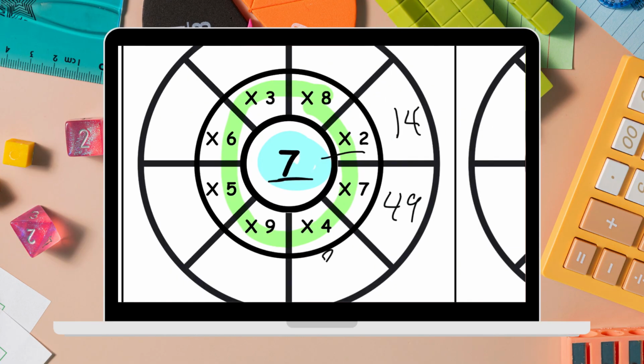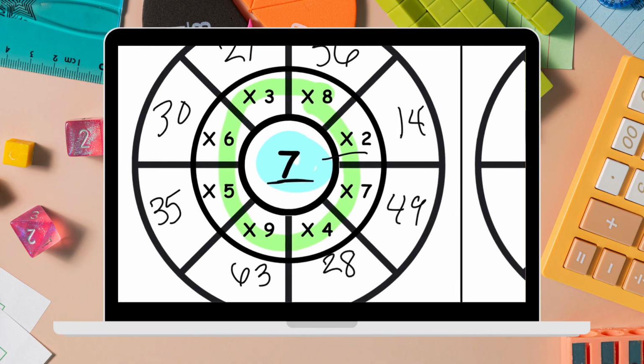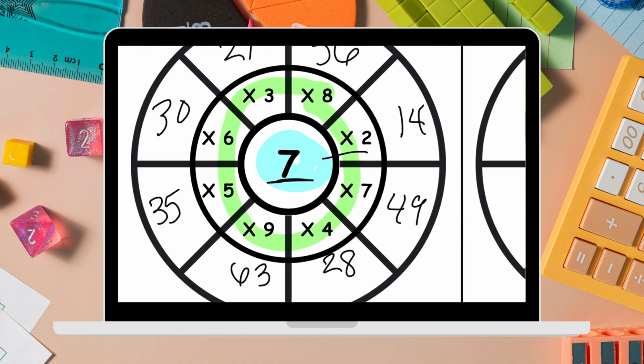7 times 4 we know is 28, 7 times 9 is 63, 7 times 5 is 35, 7 times 6 is 42, and then 7 times 3 is 21, and then lastly 7 times 8 is 56, and then I would have that entire circle complete, and that's what we're doing when we're finding our multiples.